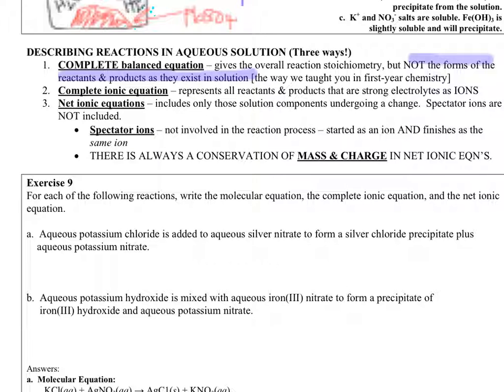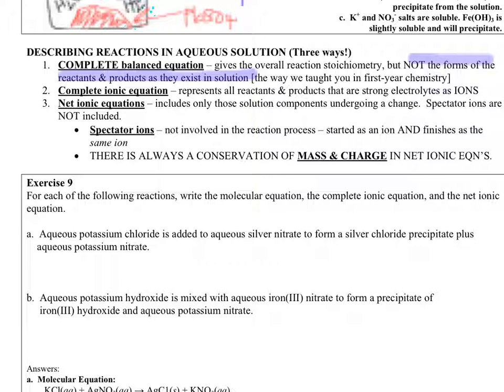So if you go back up and look at what we did in exercise number 8, on the product side, we put aqueous or solid, depending on what type of solubility those products had, but it doesn't necessarily show us how they exist in that solution. That's why I did the drawings for you, so you could see how they exist in solution.